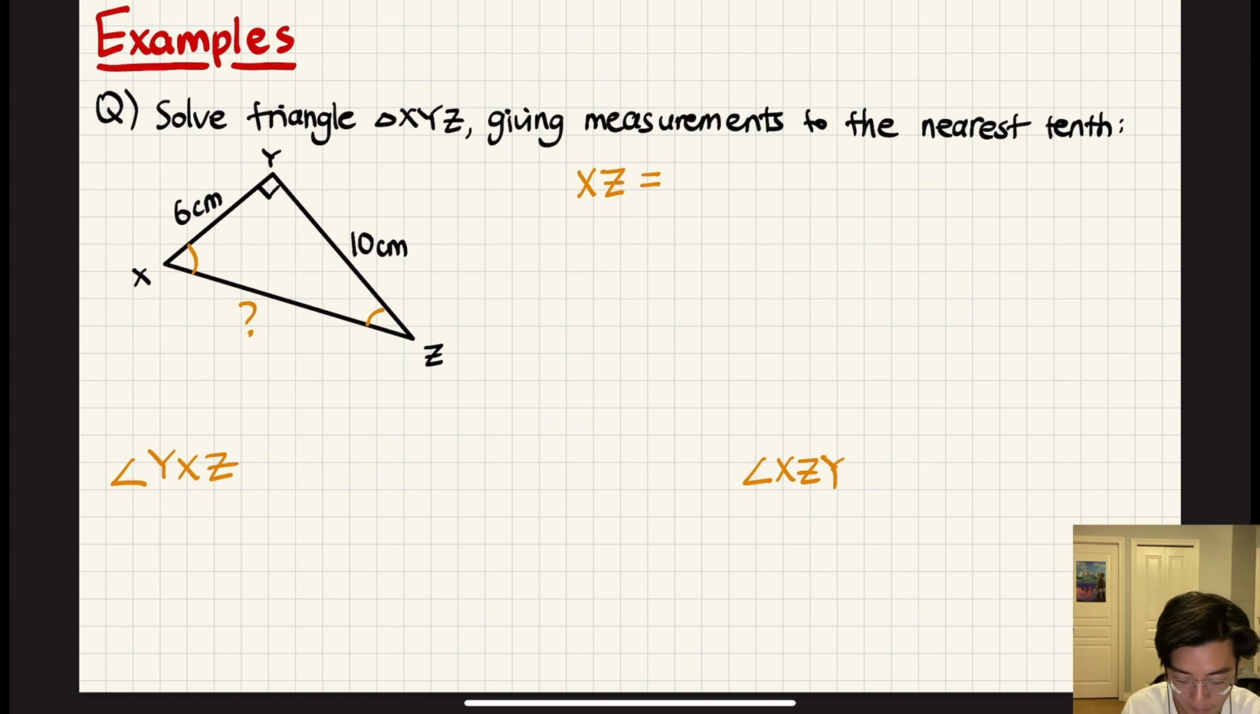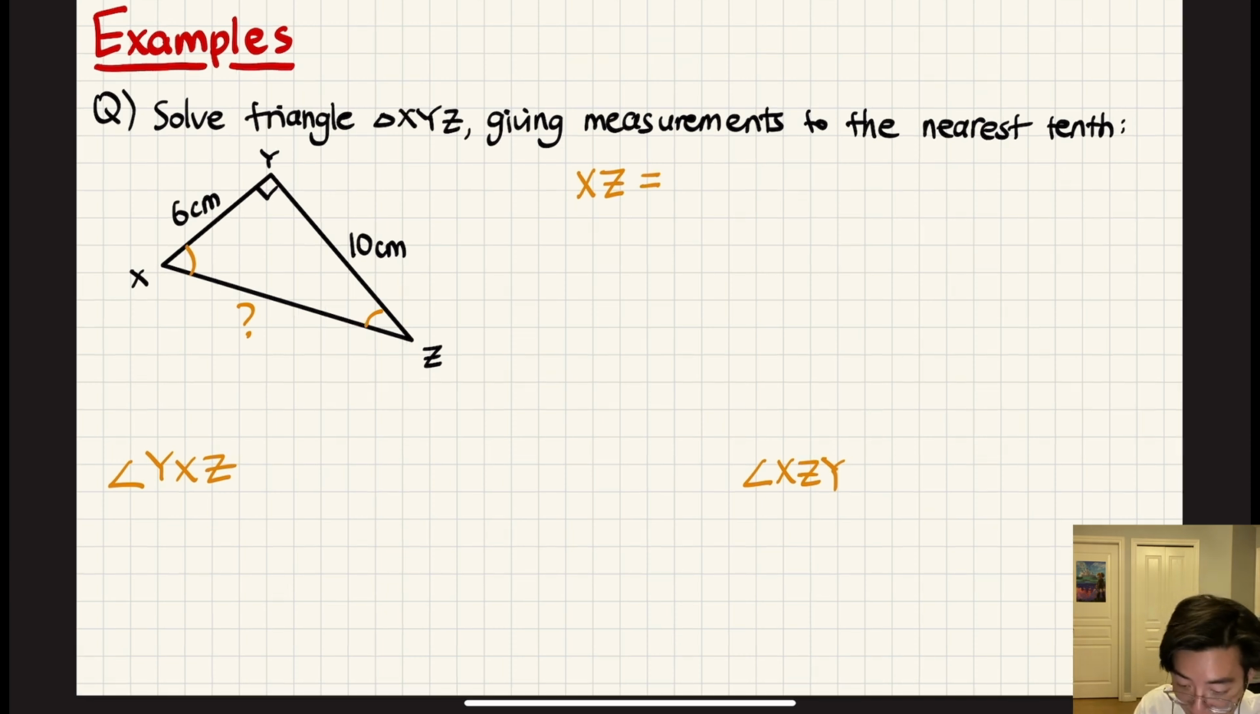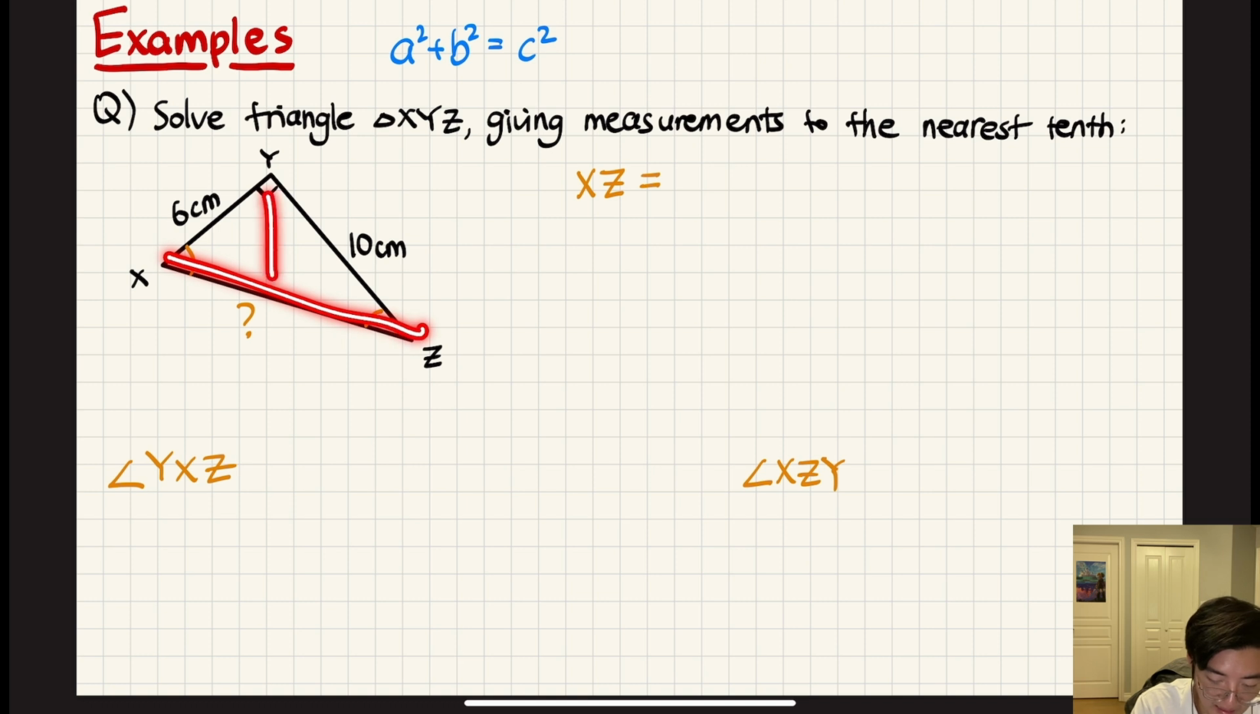There are multiple ways you can do this, but the easiest one in this case is using the Pythagoras theorem, which I'll write up top: a squared plus b squared equals c squared. In the Pythagoras theorem, c is the hypotenuse, or the longer side. We know XZ is the longer side because it is the diagonal of the triangle and it is opposite to this right angle. A and b are just the side lengths of the other two.